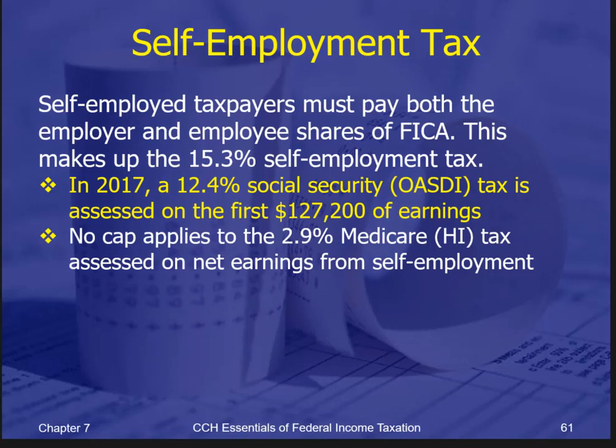The rest of it, you notice these two add together to 15.3. The 2.9 has no limit, so it goes on no matter how much income you have. So there's a limit on the one part, not on the other. Together, these are referred to as the self-employment tax.